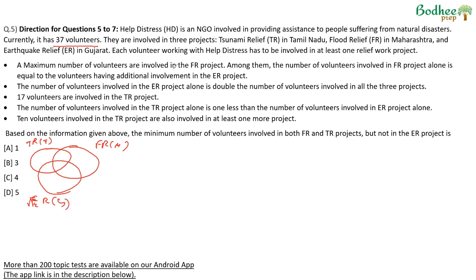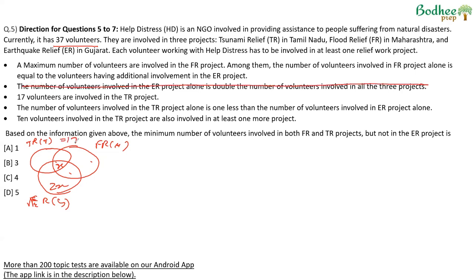Maximum number of volunteers are in FR. Among them, the number of volunteers in FR alone is equal to the volunteers having additional involvement in ER. The sum of these two is equal to this. The number of volunteers involved in ER project alone is double the number of volunteers involved in all three. So if all 3 is X, ER alone is 2X. This has been used.